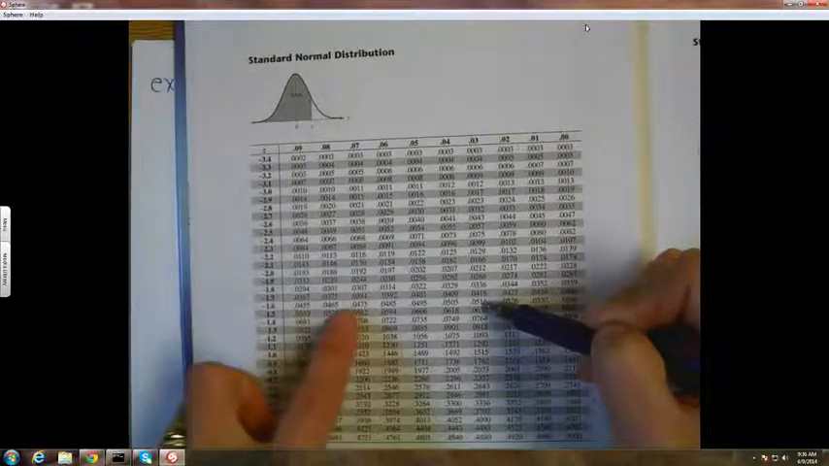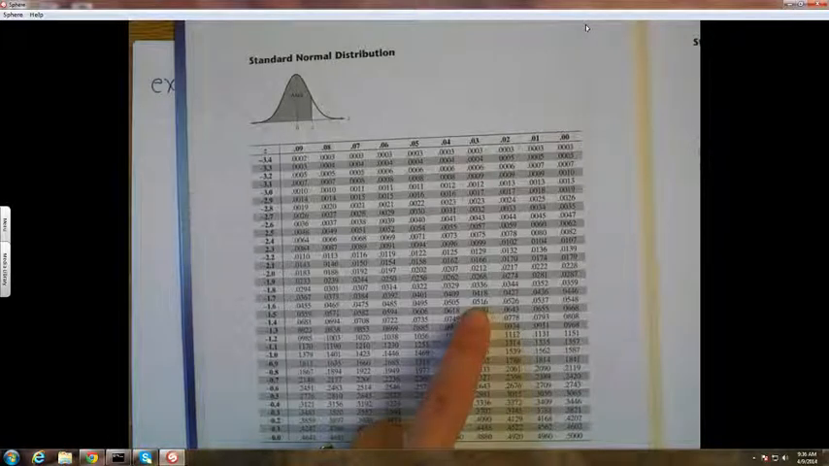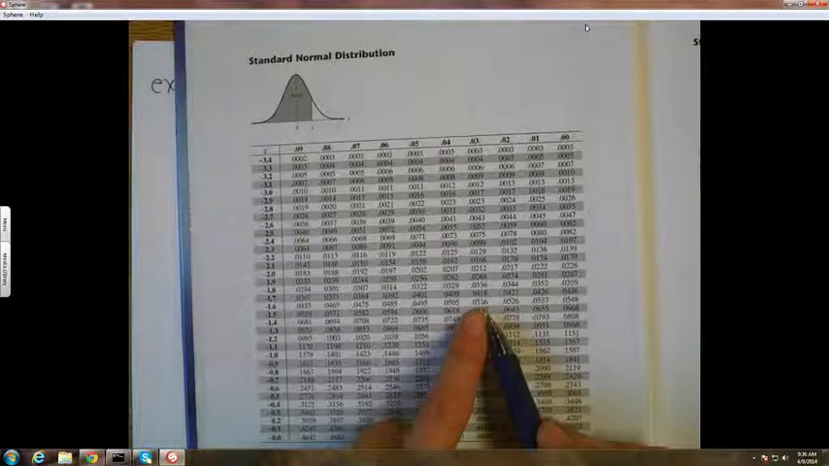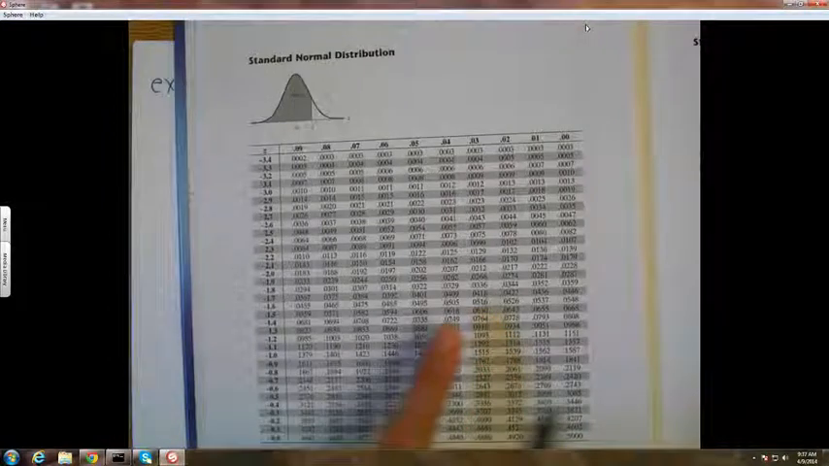Oh, that's not so bad. That's how much area there is to the left of that z-score, or just a little over 5% of the graph. So this table value is always to the left. I'm going to ask you for areas to the right and areas in between in a minute. So about 5% of the graph is to the left, 0.0516.